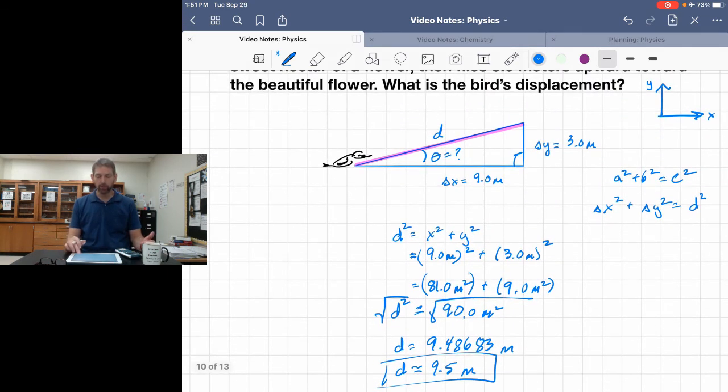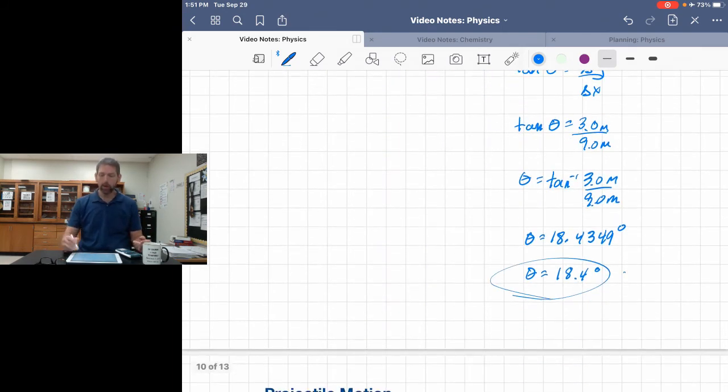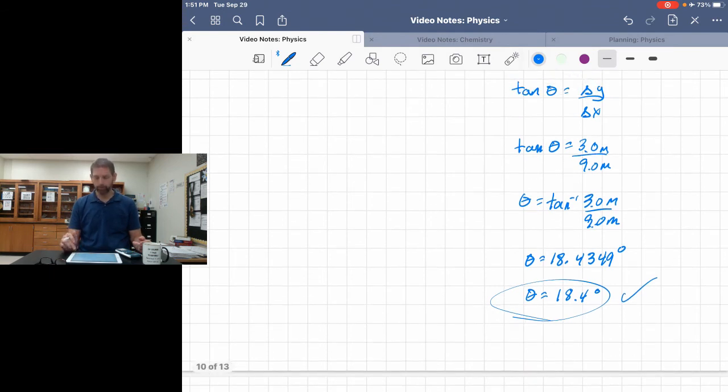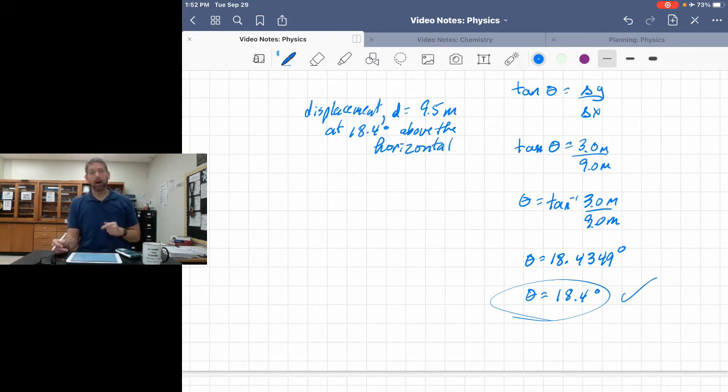So the final answer for this, what is the bird's displacement? We have two components to the answer: the displacement and the angle of displacement. So a good final answer is: the bird's displacement, D equals 9.5 meters at 18.4 degrees above the horizontal. I know that's a lot, but you have to do that.